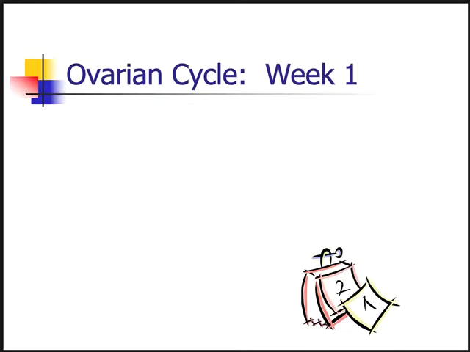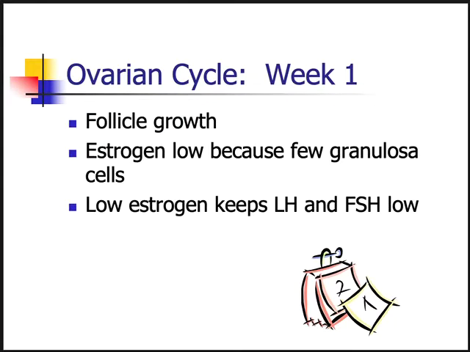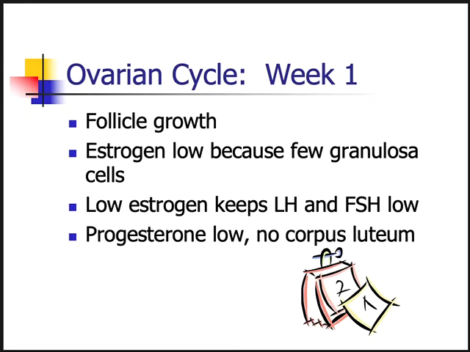Okay, so ovarian cycle, week 1. Follicle growth. Estrogen is low because you don't have very many granulosa cells yet. As those granulosa cells grow, they'll produce more. Okay, so during follicle growth, estrogen levels are low. Low estrogen, remember, is the negative feedback for LH and FSH. So your LH and FSH levels are low. Your progesterone levels are also going to be low because you don't have a corpus luteum at this time.